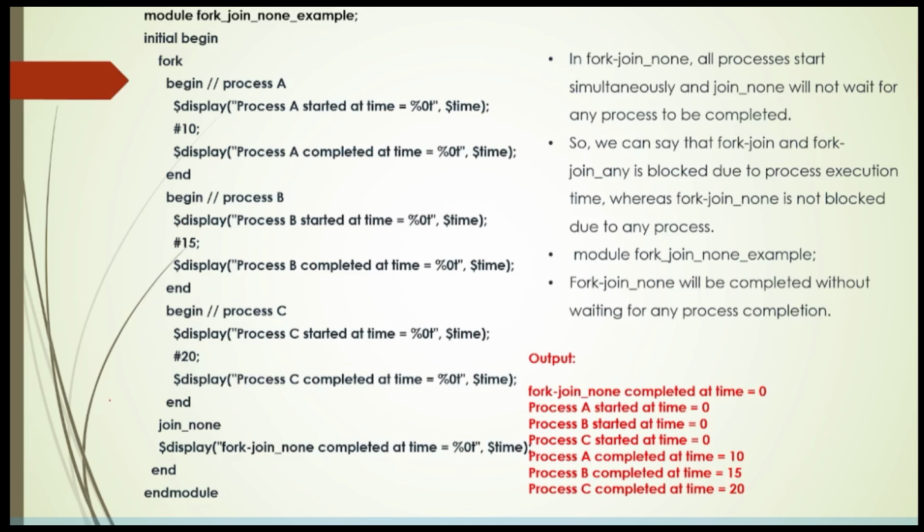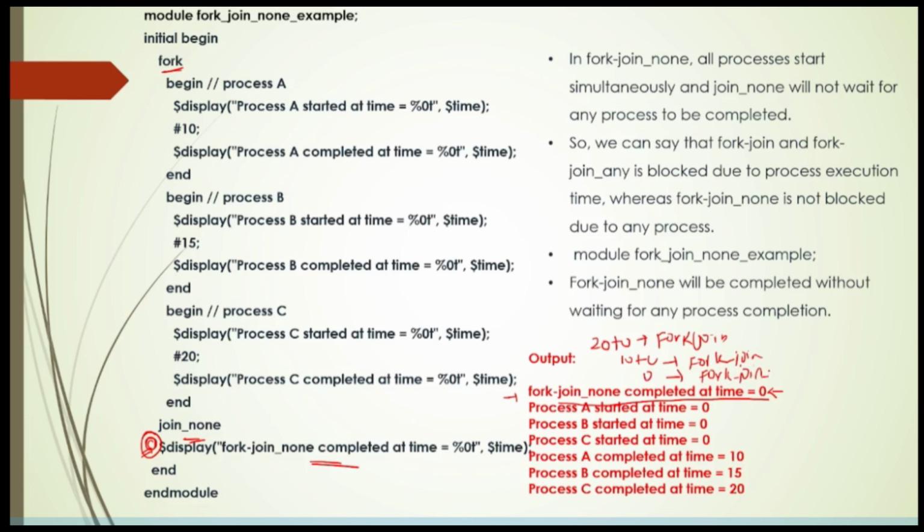Now, since this is the first statement and I didn't give any delay, and the execution is done parallelly, this will be executed at 0 time units. This is the non-blocking behavior, because the same statement was executed at 20 time units in fork join, and at 10 time units in fork join any. But in case of fork join none, it is executed at 0 time delay.